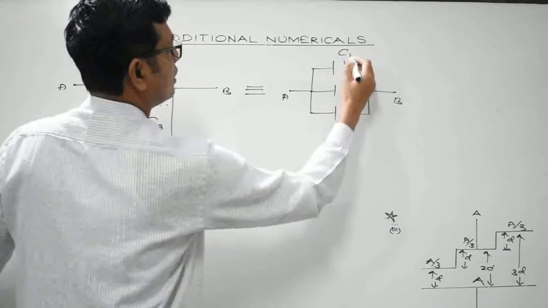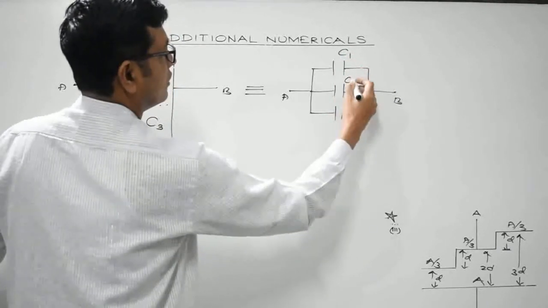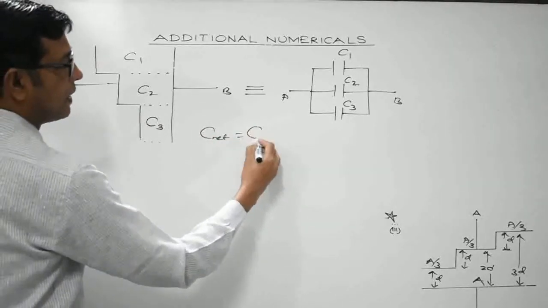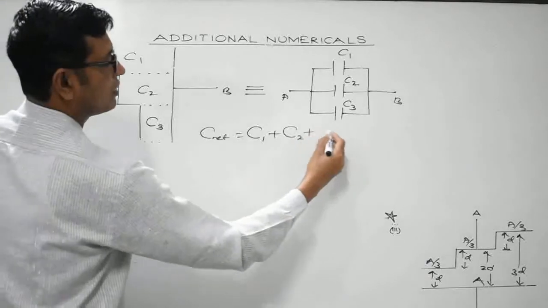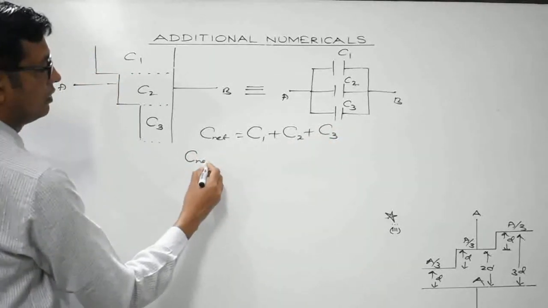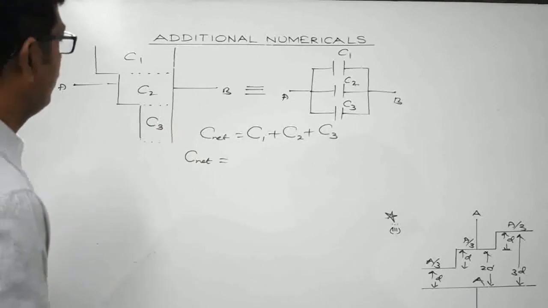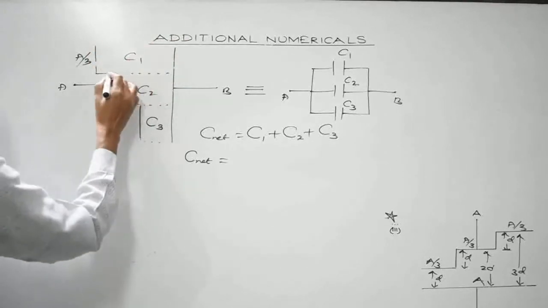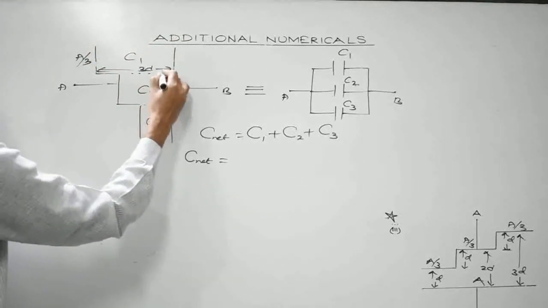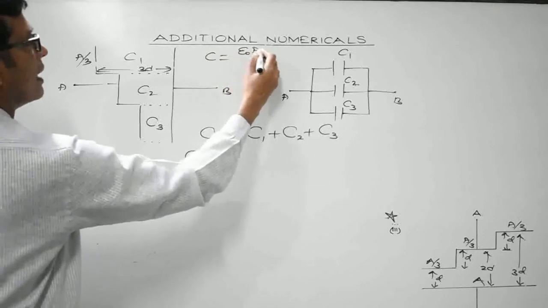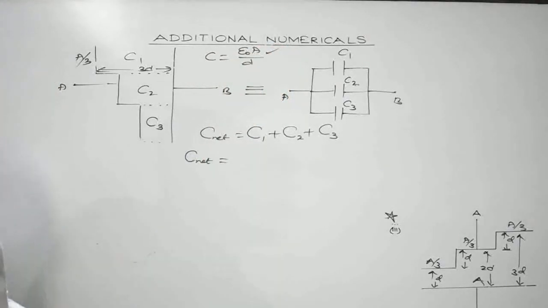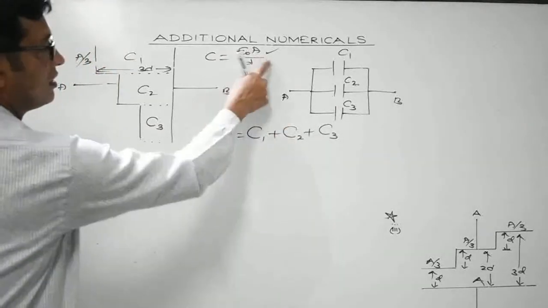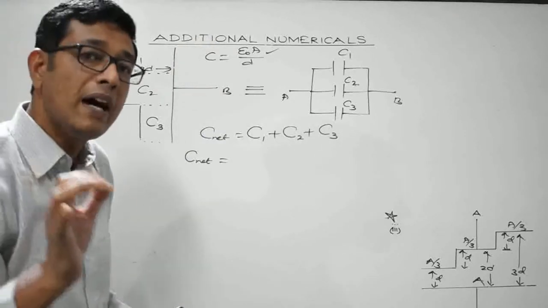Suppose this is C1, this is C2, and this is C3. So what will be the net capacitance then? They are connected in parallel, so we'll use the formula C1 plus C2 plus C3. Now let's try to solve it. For C1, the area is A by 3 and the separation is 3D. What's the basic formula? That is epsilon A by d. This is the master formula for the capacitance of a parallel plate capacitor having plate area A and separation d between the plates.